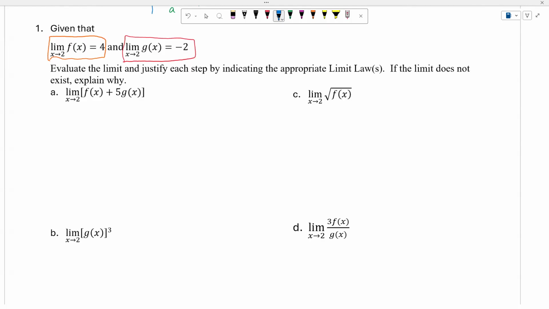First, you have to know this idea. Maybe let us consider this: if the limit as x approaches 2 of f of x is equal to 4, does this imply f of 2 equals 4? Or does it imply f of x equals 4?